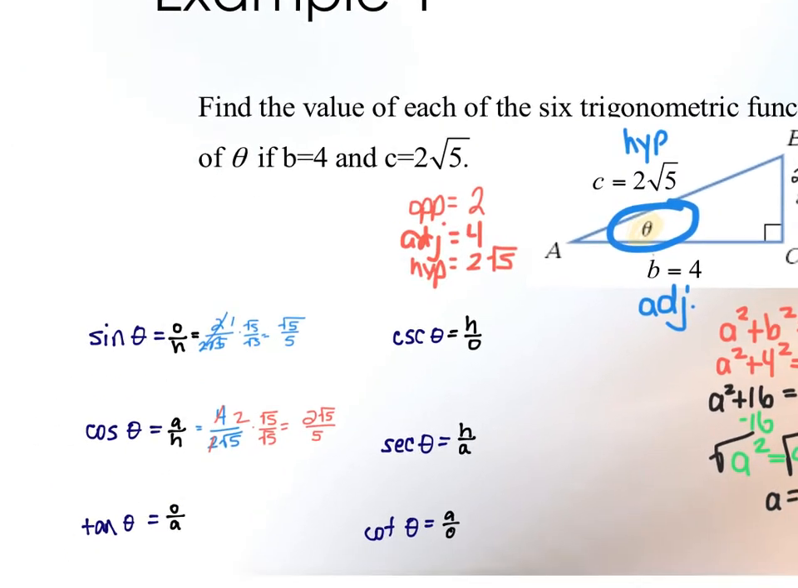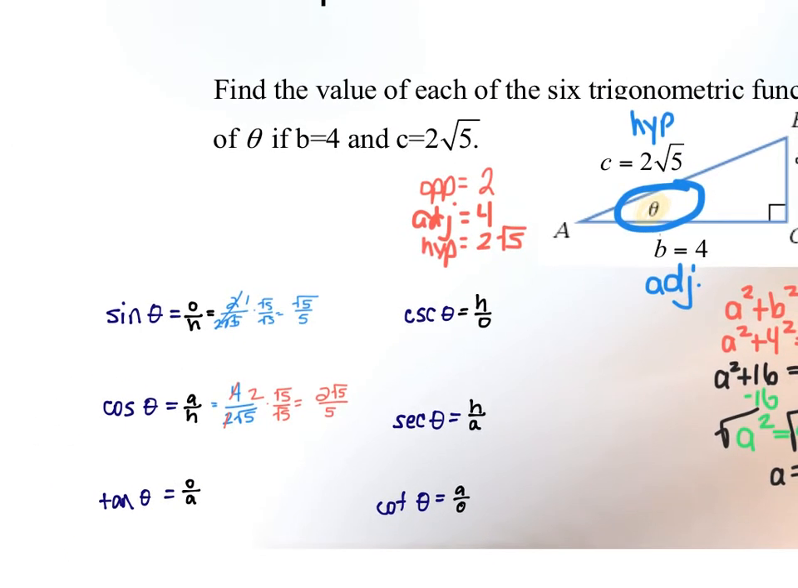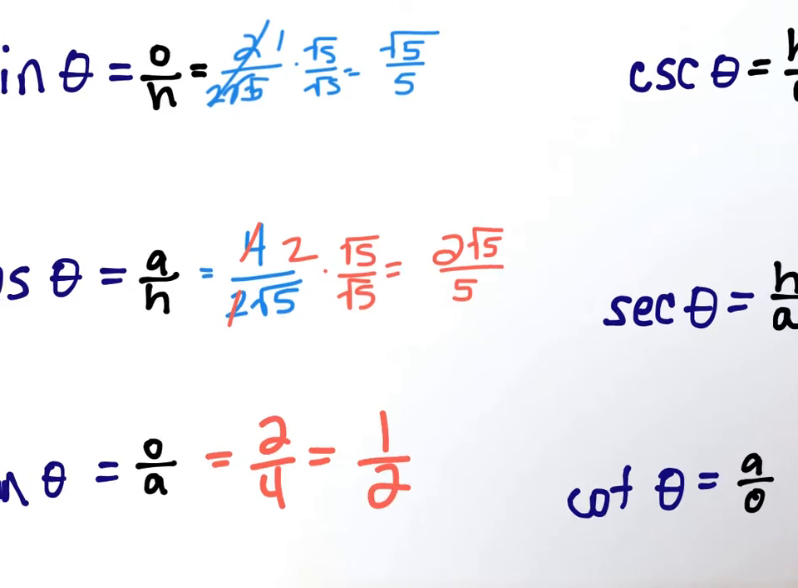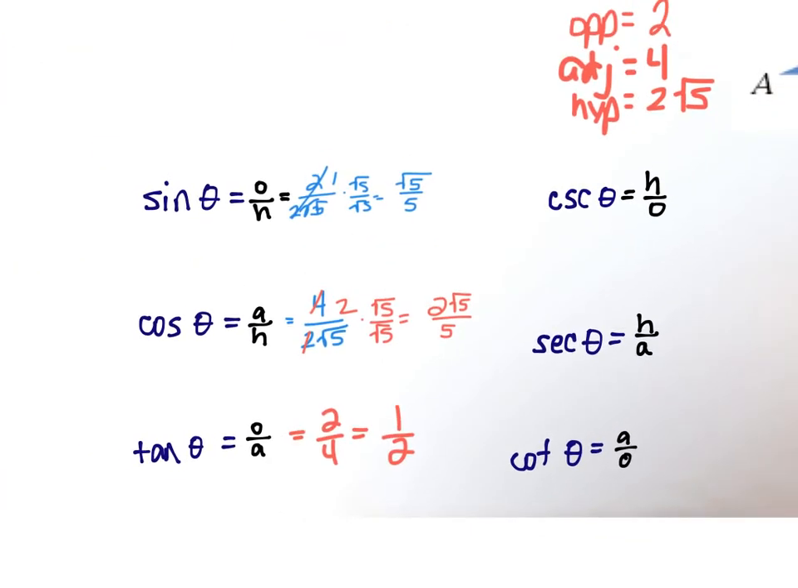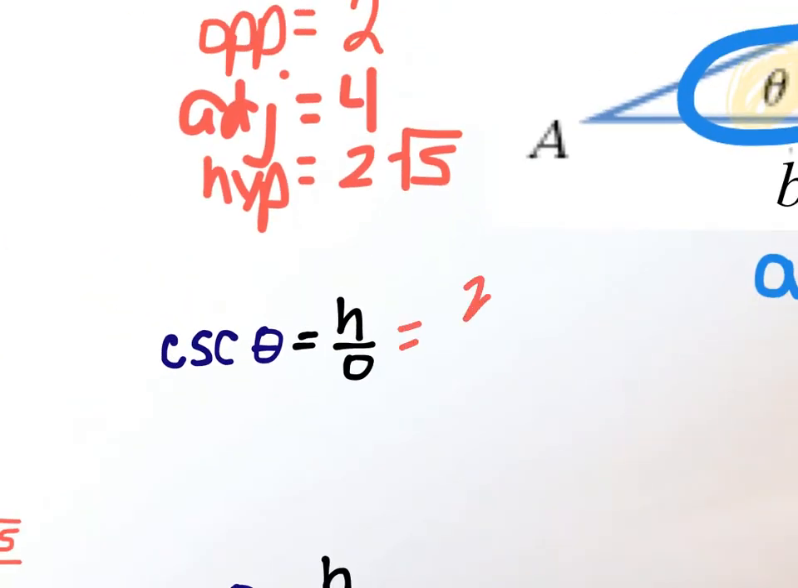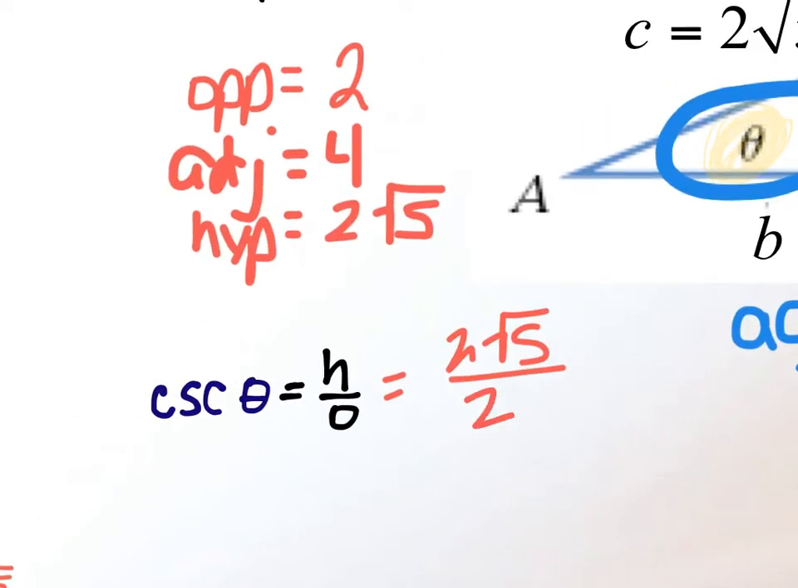So if I'm going to do TOA, TOA is opposite over adjacent. So it's what? 2 over 4, which becomes 1/2. Very good. Now if I do my reciprocal functions, I'm just flipping. So instead of opposite over hypotenuse, for cosecant, it's the hypotenuse, which is 2 root 5, over the opposite, which is 2. What happens to the 2's? They cancel out. So you just have root 5.